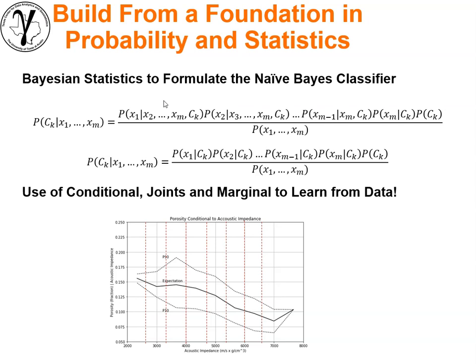Also, there are many times that we can get the job done using very simple methods like conditional, joint and marginal statistics, distributions, and probabilities to learn from the data. Here's an example right here where we want to go from acoustic impedance, inverted from available seismic information, to porosity, a petrophysical measure that we can then use for predicting subsurface behavior, fluid flow, and so forth.